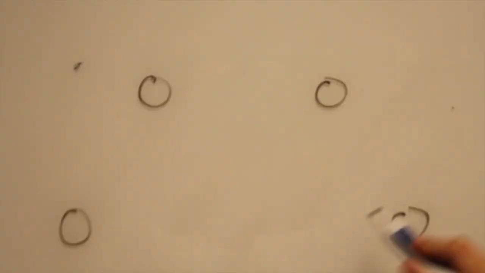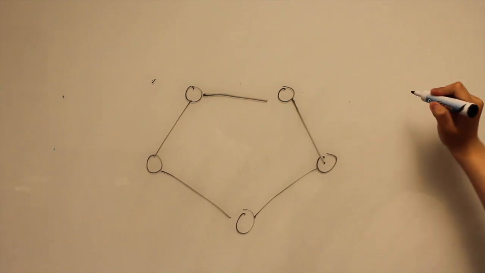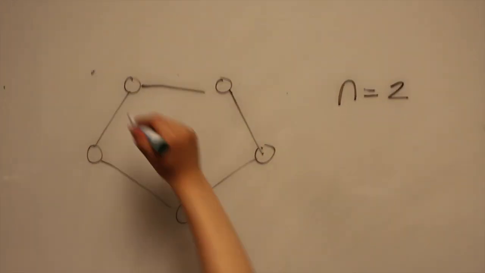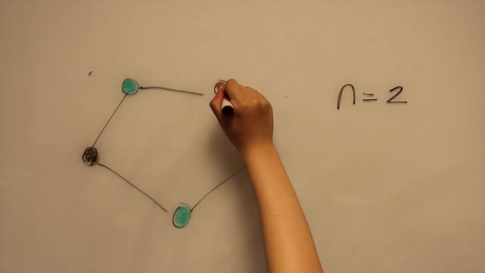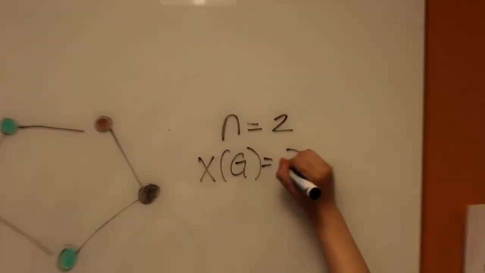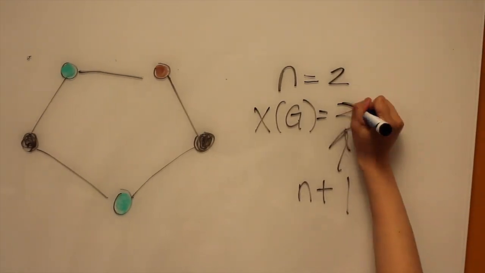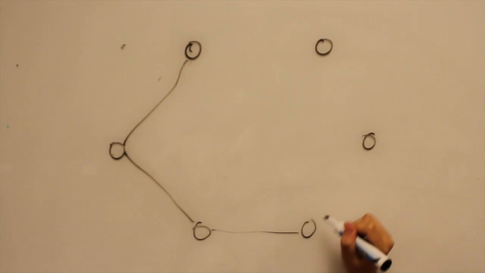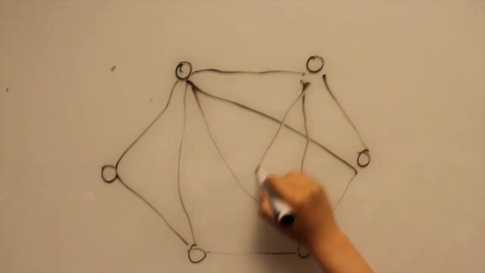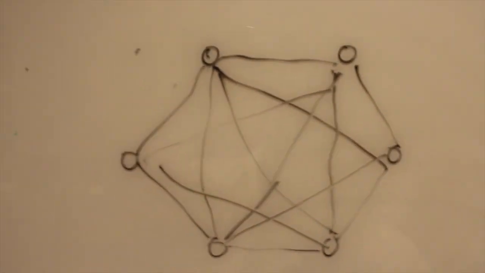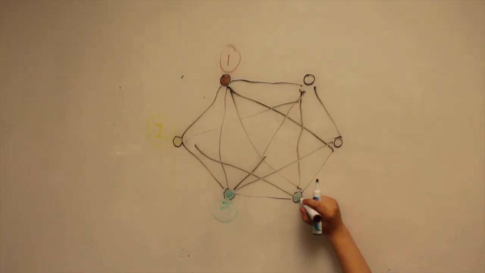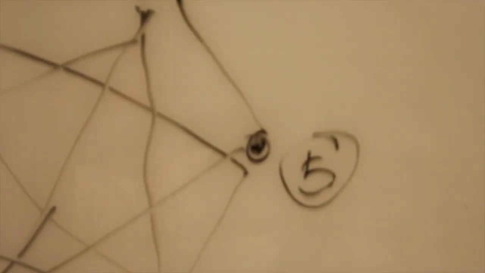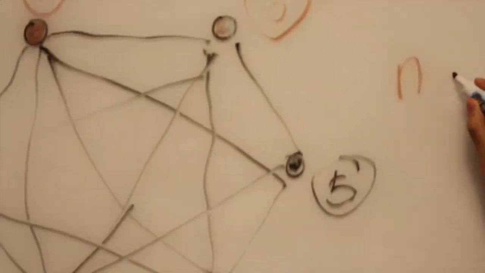So here is a graph G that is an odd-cycle graph. As you can see, there are 5 vertices with the maximum degree number of 2. Therefore, according to the Brooks theorem, the chromatic number will be n plus 1, which is 3. Here is an example of a graph G that is a complete graph. As you can see, there are 6 vertices, each with a maximum degree number of 5. Therefore, the chromatic number of the graph is n plus 1, making it 6.